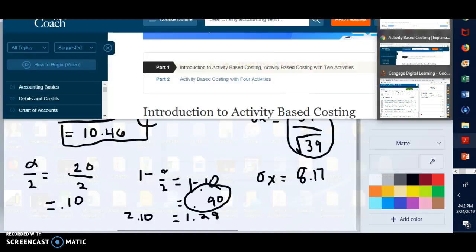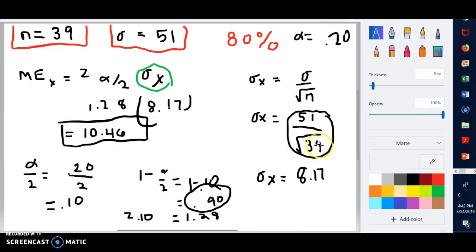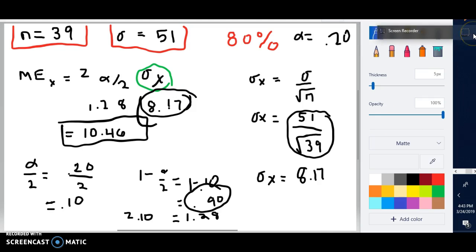Yeah, N is 43. So you would do 51 divided by the square root of 43, and you would get 7.78. So here you're going to do 1.28 times 7.78 to get your answer for the second one. The third one, you'll do the same thing. You're going to substitute a different number in for N. And that is basically how you use the formula and the table to help you find the margin of error there.